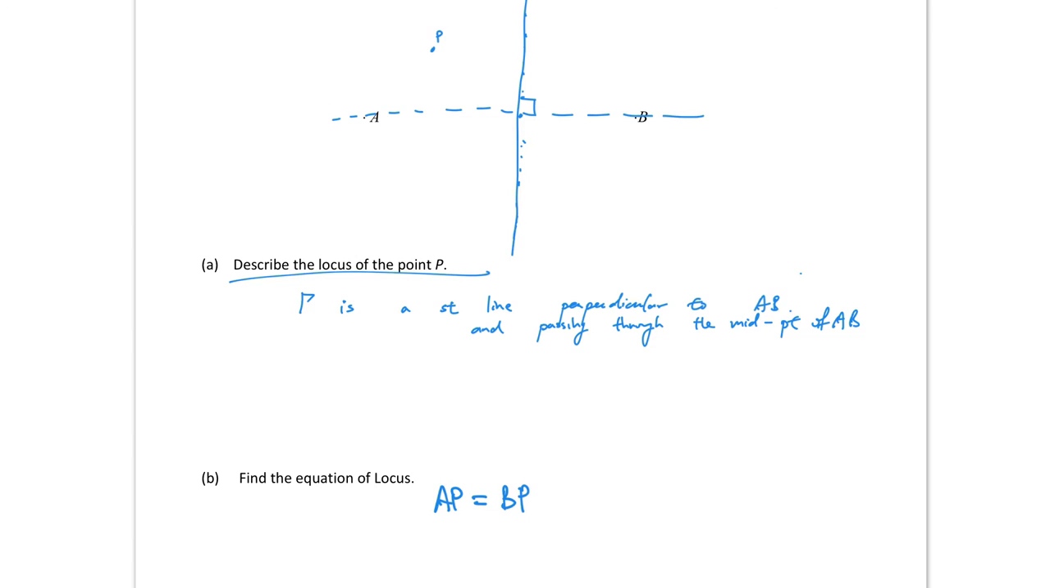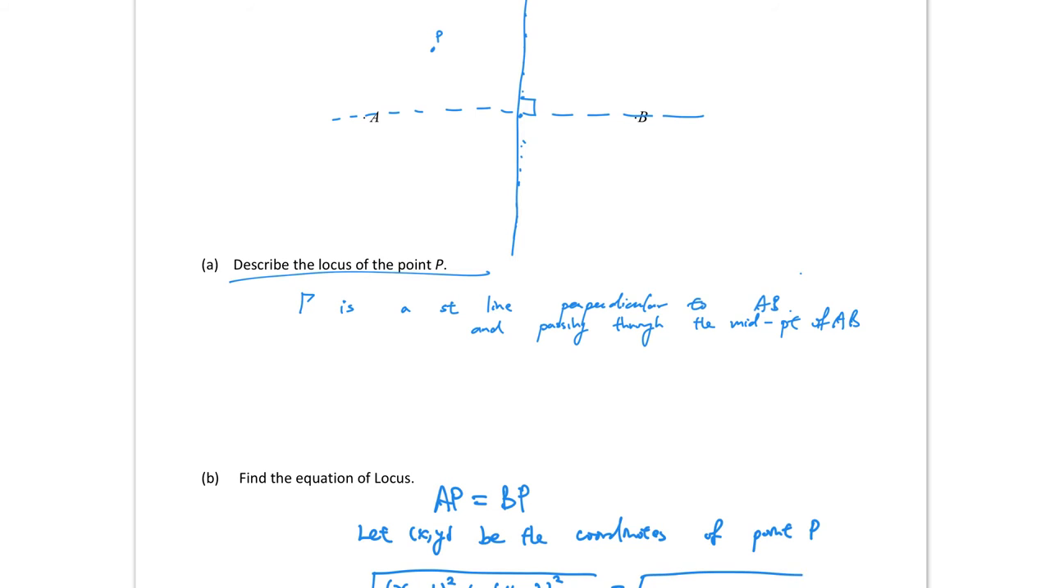Then, let (x, y) be the coordinates of point P. Square root of (x minus 1) squared plus (y minus 3) squared is equal to square root of (x minus 2) squared plus (y minus 6) squared.